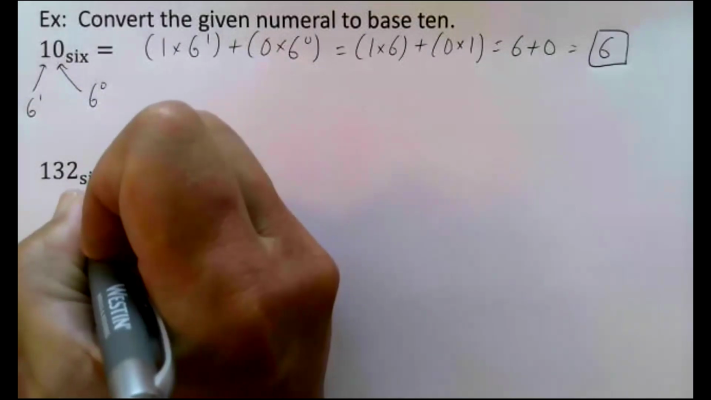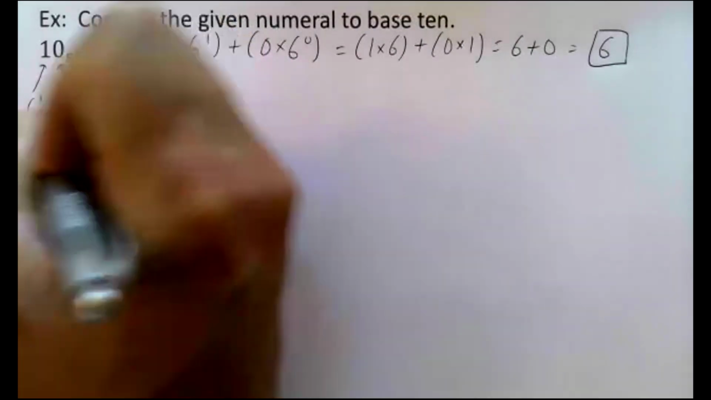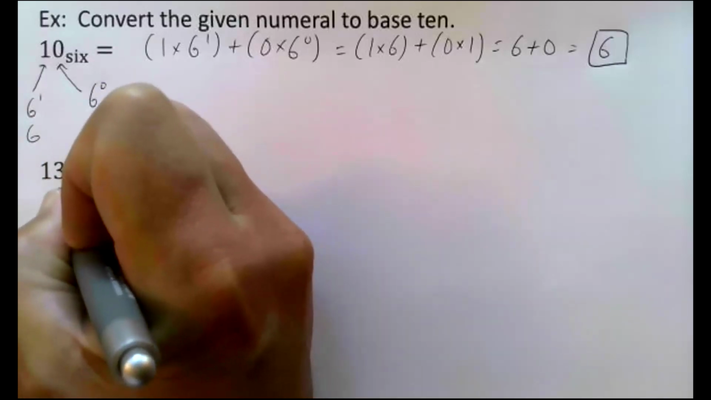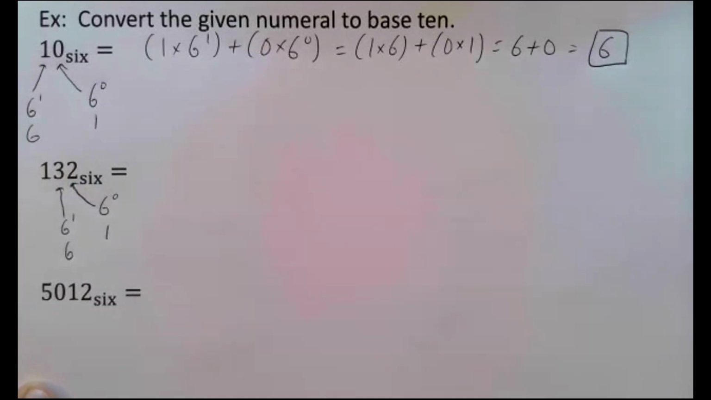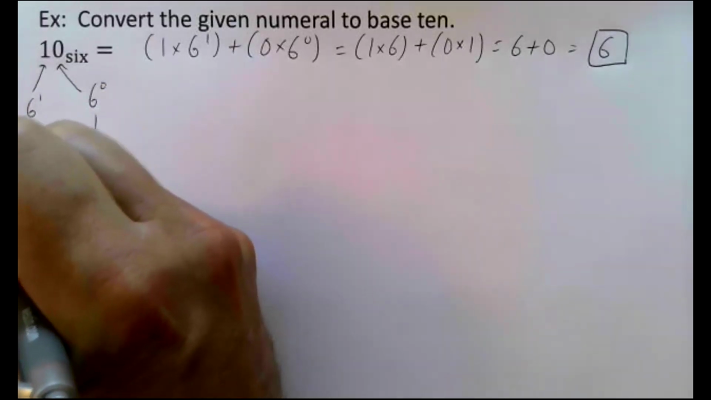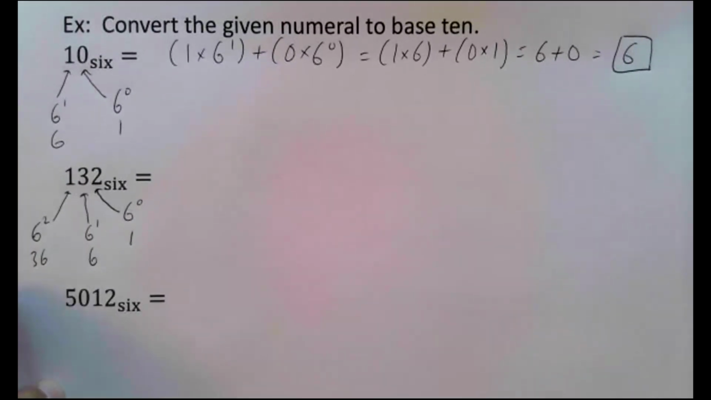Okay, what about 1, 3, 2 base 6? This is my 6 to the zeros position, which is the ones place. This is my 6 to the first powers position, which is the sixes place. Now this is representing how many 6 to the second powers I have, or how many sets of 36 I have.